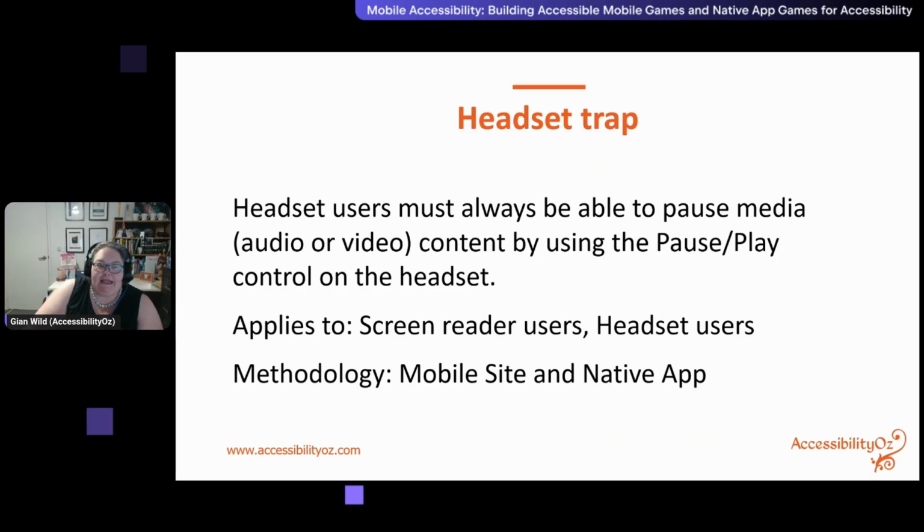And then you've got a headset trap. So headset users must always be able to pause media, audio or video content by using the pause play control on the headset. This applies to screen reader users, headset users, and it's both methodologies.